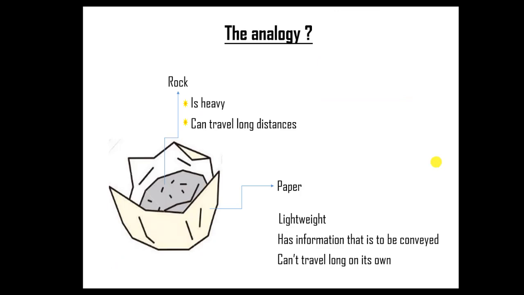The reason why paper alone couldn't be thrown 100 meters is simple. It's very lightweight. Air resistance and gravity are enough to ensure its fall within a few seconds. When we wrap paper around a rock, we're adding weight to the paper. The assembly of rock and paper is much more effective in combating air resistance and gravity. This is the basic idea behind modulation. The paper can be thought of as a low-frequency message signal, while the rock as the high-frequency carrier signal.